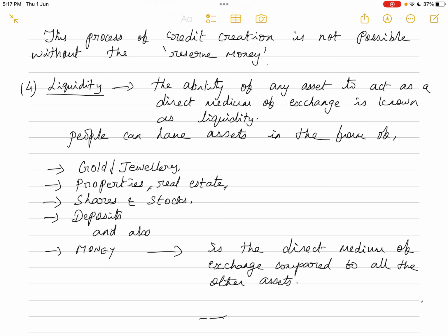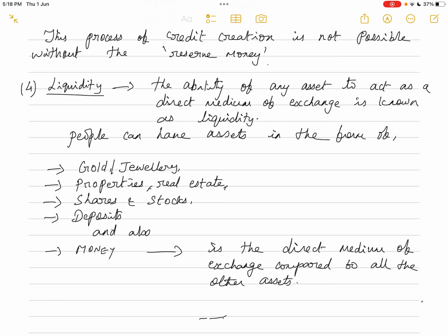See, we are having liquid cash in our hand, that is the liquidity. So the ability of any asset to act as a direct medium of exchange is known as liquidity. That means, if we are having liquid cash in our hand, we can easily go to the shop and purchase anything. If you have any emergency, we can use that money, isn't it? That is only going to help us in the emergency, in the immediate. You need money immediately, you have to purchase medicines, you have to go to the hospital, you are having some emergency.